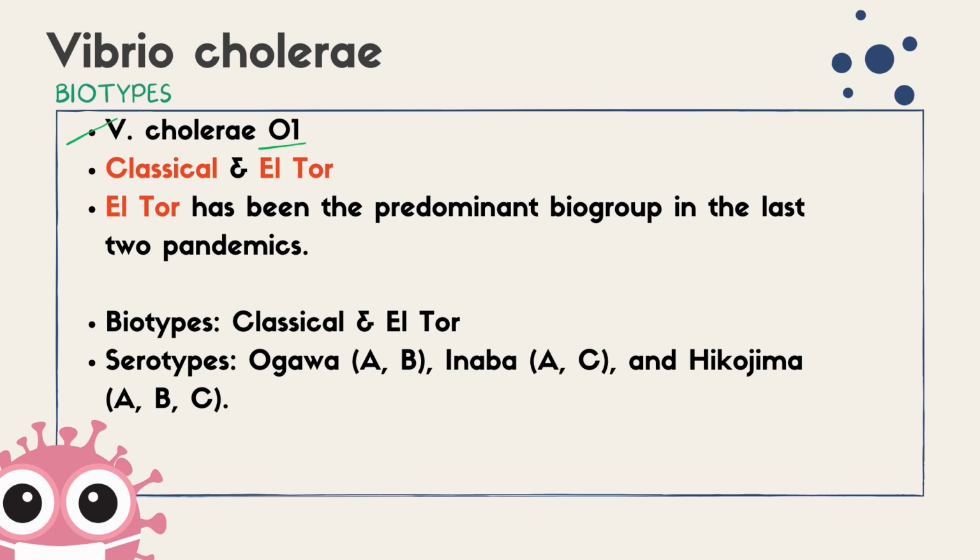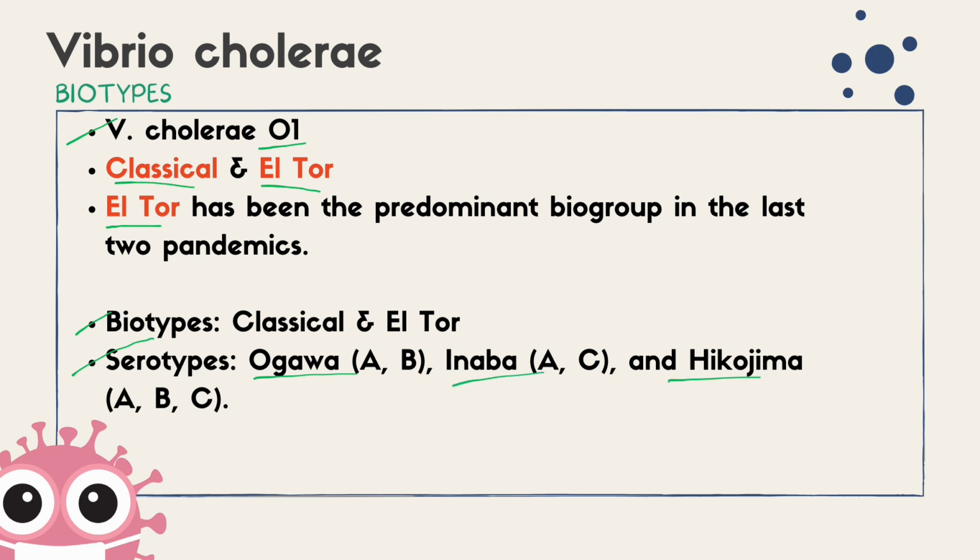For biotypes, we have the classical and the El Tor biotype. Both of these usually cause cholera, but the El Tor biotype has been the predominant biogroup in the last two pandemics of cholera. So our Vibrio has evolved. Okay? So for biotypes, again, classical and El Tor. For serotypes, we already discussed this. It has the Ogawa, Inaba, and Hikojima.